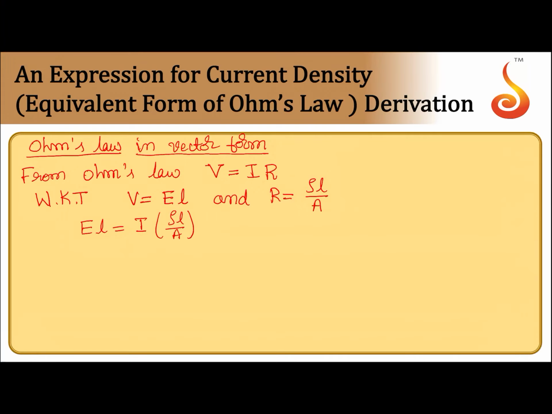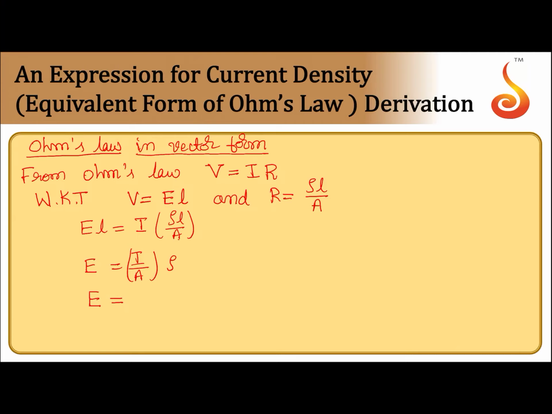Now on both sides L gets cancelled, and we will be left with E is equal to, on the right hand side, I will write this A together with I, so I get I by A into rho. Rho is resistivity, E is the electric field inside the conductor, I is current, and A is area of cross section. So I by A is current per unit area of cross section. This is nothing but current density. We can write it as current density J.